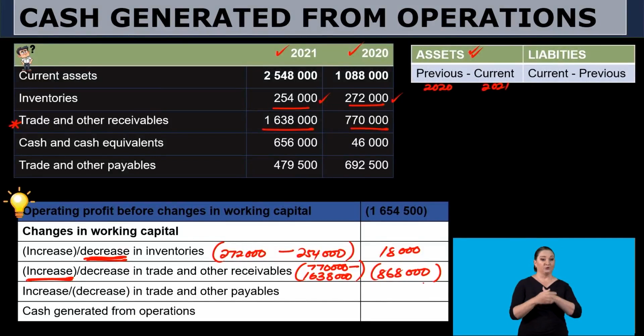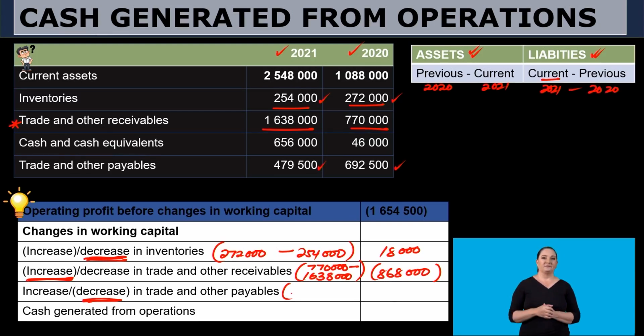That is our trade and other payables. When we come to our trade and other payables, remember again, so we are looking at 2020, it's 692,500, and then 2021, 479,500. Increase or decrease in this case? That is a decrease. So I'll underline the correct answer here. Now that I'm dealing with payables, these are liabilities. So I'll say current, which is 2021, minus my previous, which is 2020.